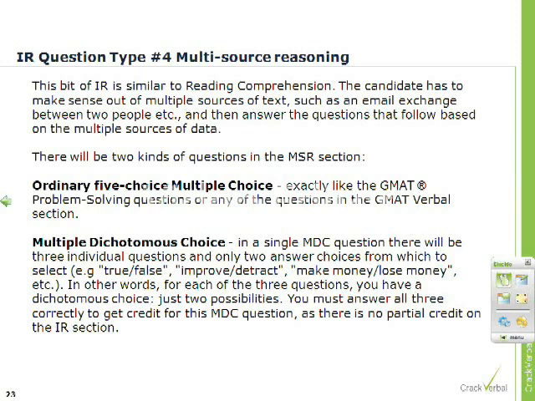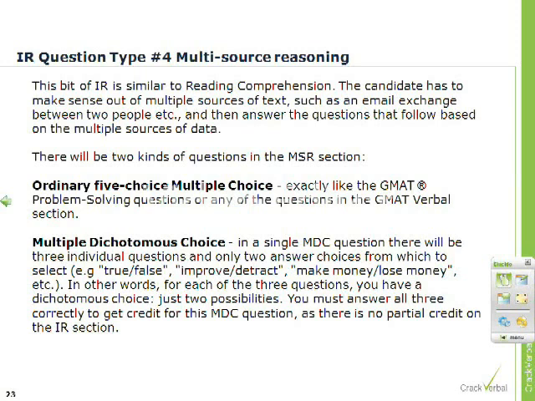Anyway. Similar to RC, the candidate has to make sense out of multiple sources of text, such as an email exchange between 2 people, etc. Then answer the questions that follow based on the multiple sources of data. There are 2 types of questions. First is the ordinary 5-choice multiple choice, exactly like the GMAT problem solving questions. So you have multiple sources of data, they ask you one question, and there are 5 options.